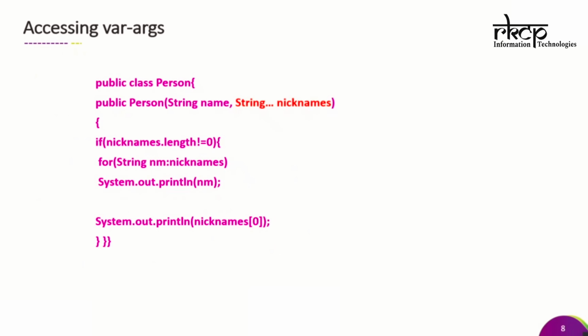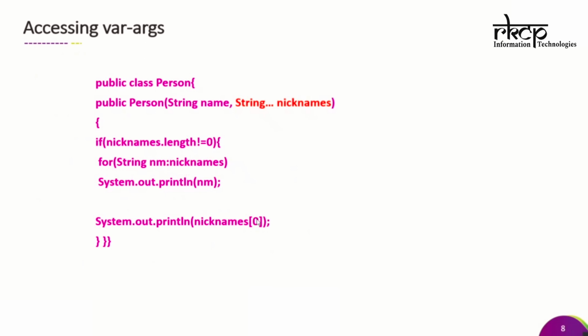See this example. I have created one class Person, and inside this class, in the constructor, the first argument is the name, but as the second argument I am taking an array for nicknames. Then I check if the nickname length is not equal to 0, meaning you are passing multiple nicknames. Using the for each loop, which I already explained in week 15, it takes all the nicknames and prints them here.